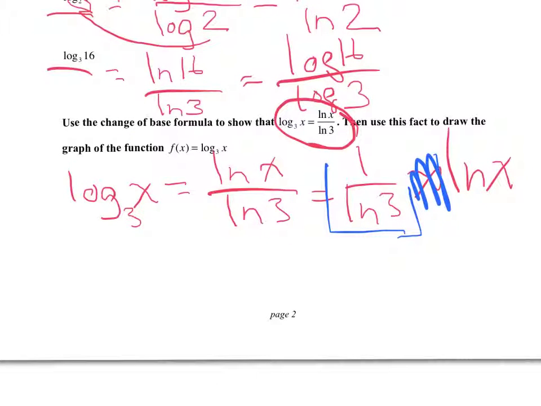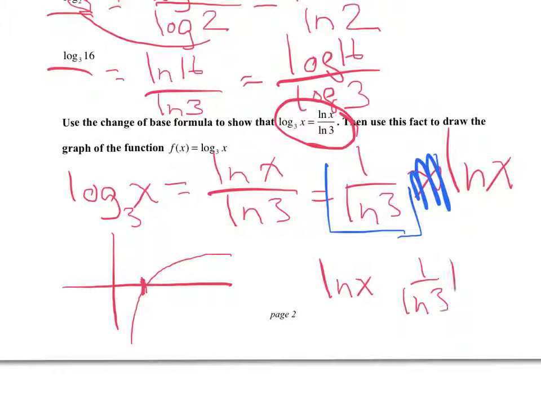And so you can graph the function base 3 log of x by just graphing it as 1 over the natural log of 3 times the natural log of x. I keep saying base 3 log of x, but I mean the natural log of x. So we have 1 over the natural log of 3 times the natural log of x, and it just kind of looks like that. I would recommend that you graph the natural log of x and 1 over the natural log of 3 times the natural log of x.